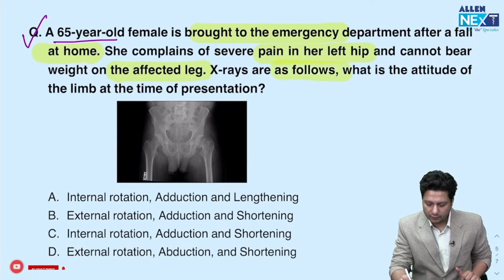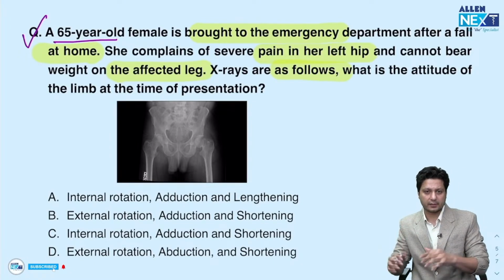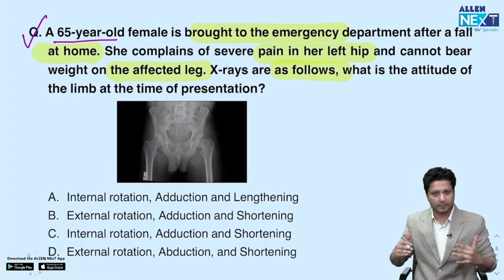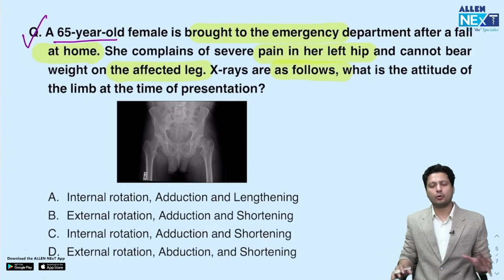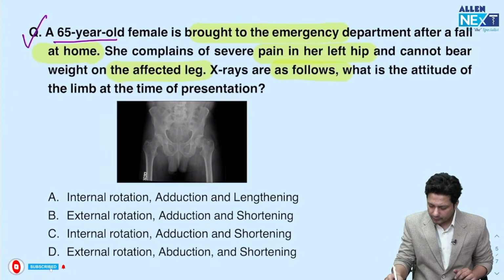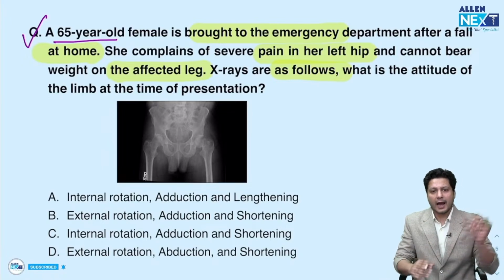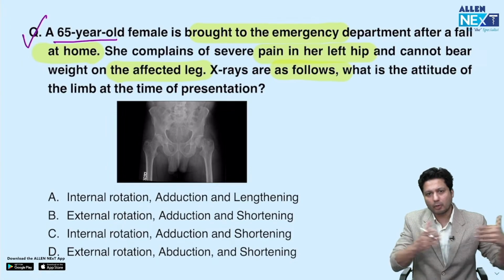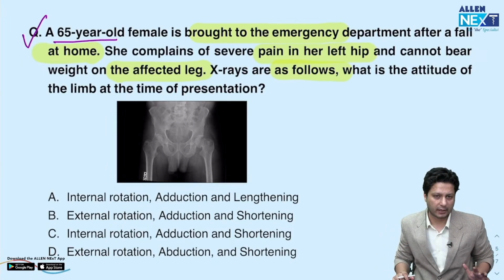Now, X-rays are as follows. They are providing you the X-rays and then asking what is the likely attitude of the patient that the patient could be presenting with. There are two ways in which you can approach this question. One is to identify the abnormality, and on the basis of that identification, whatever you have learned about that abnormality, you mark the answer for that question.